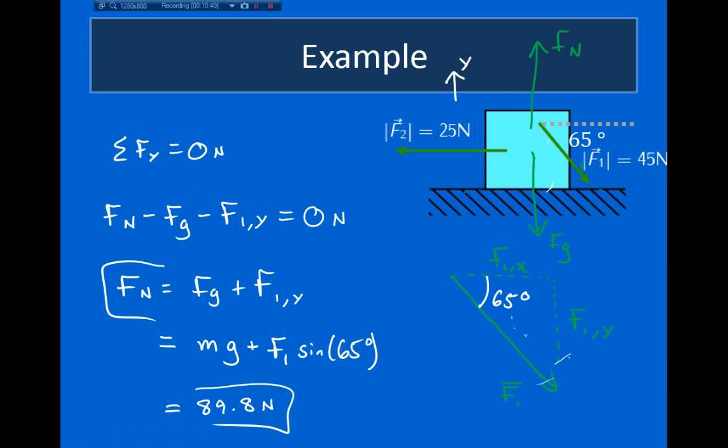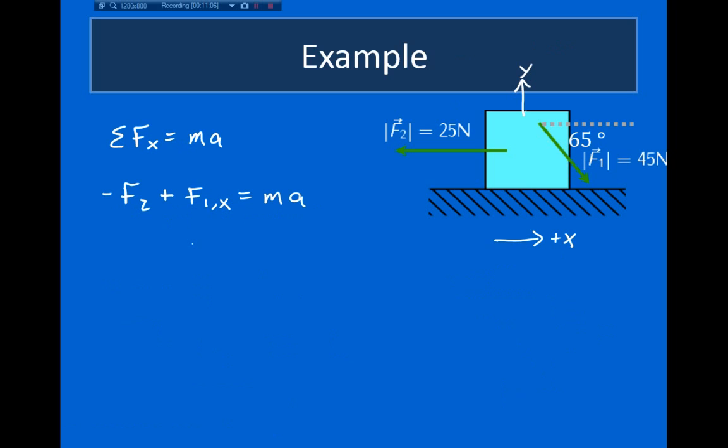Now again, I have this in the previous slide. Here's my F1, and I have these components of the vectors here. So we can see that the x component of F1, that's this side right here, is adjacent to the angle 65 degrees. So cosine of 65 is adjacent over hypotenuse, so cosine of 65 is the x component of F1 divided by F1. So this right here is F1 cosine of 65 degrees. So we have that minus F2 plus F1 cosine of 65 degrees is mass times acceleration.